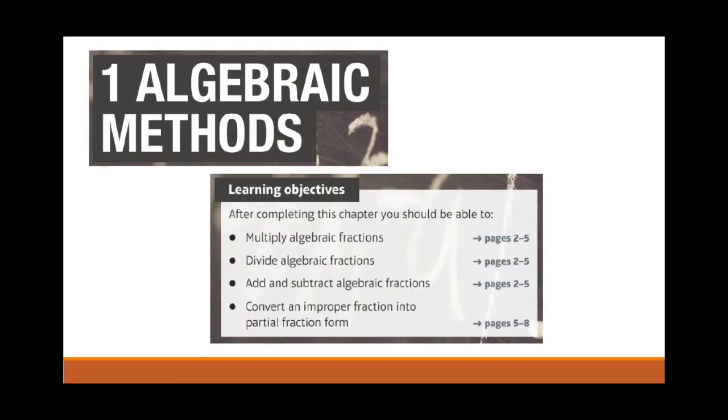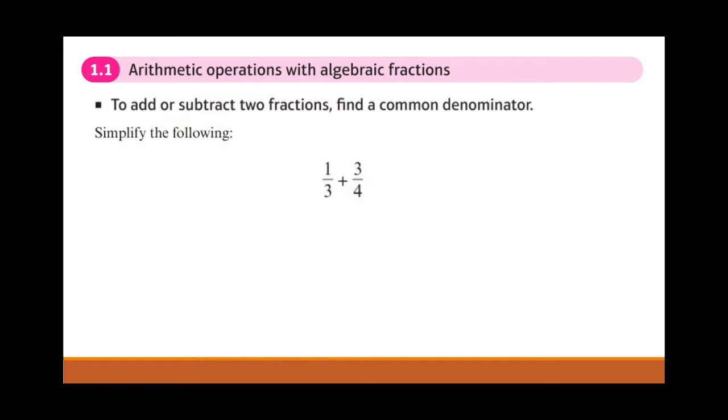We'll be continuing with algebraic methods and today we are going to practice addition and subtraction of algebraic fractions. Now before we go into problems with algebraic fractions, let's practice the procedure using these number fractions. Okay, here I have 1 over 3 plus 3 over 4. So the first step is to take the denominators and find the LCM. So 3 and 4 will have an LCM of 12.